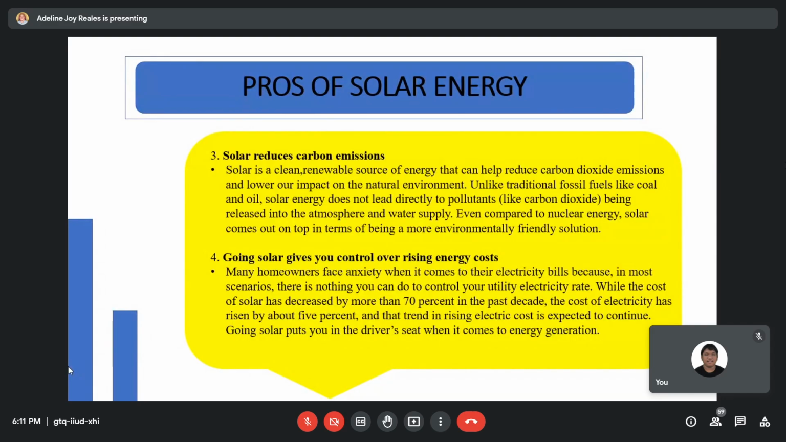Going solar gives you control over rising energy costs. Many homeowners face anxiety when it comes to their electricity bills because, in most scenarios, there is nothing you can do to control your utility electricity rate. While the cost of solar has decreased by more than 70% in the past decade, the cost of electricity has risen by about 5%, and that trend in rising electric cost is expected to continue. Going solar puts you in the driver's seat when it comes to energy generation.